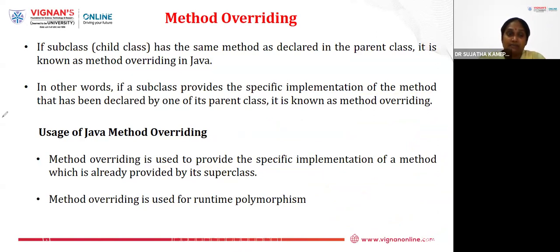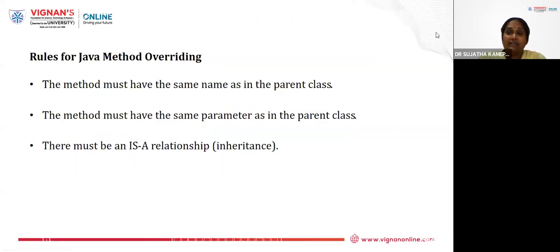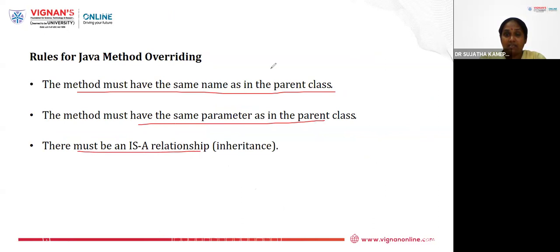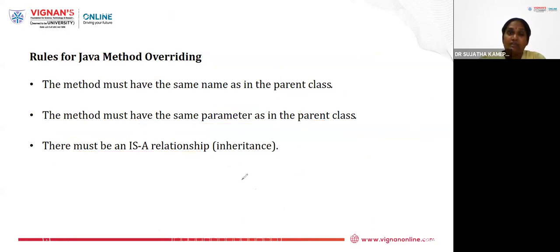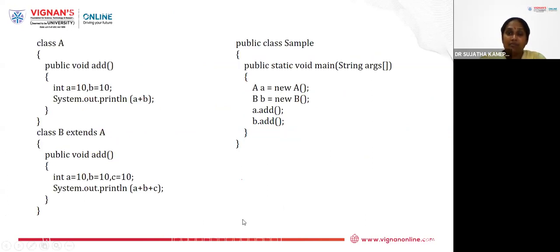Now, next let us see how method overriding can be implemented. What are the rules? The method must have the same name as in the parent class. The method must have the same parameters as in the parent class. And there must be an IS-A relationship between parent and child classes. Right. These three are the main rules that we need to follow in case of method overriding. Next, we are going to see an example for method overriding. So, see here the example.